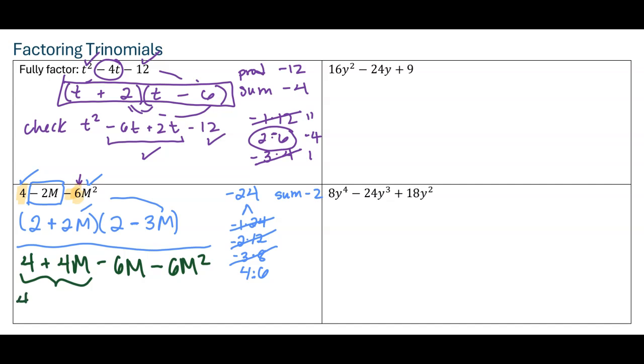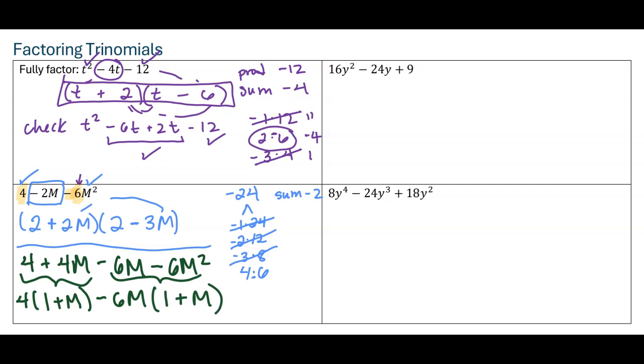If we group the first two, I can factor out a 4, and I'm left with 1 plus m. If we group the last two, I can factor out a negative 6, and it has to be negative. Oh, hold on. A negative 6m. And I'll be left with a 1 plus m. That last one is a little tricky.